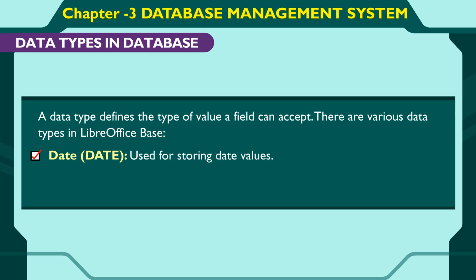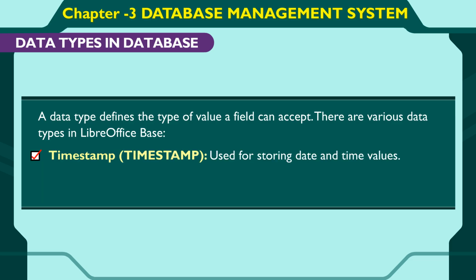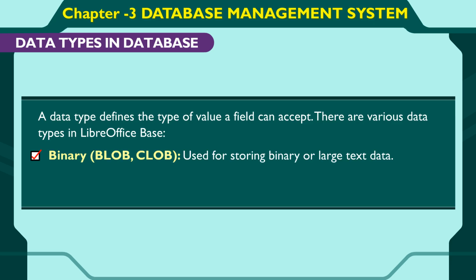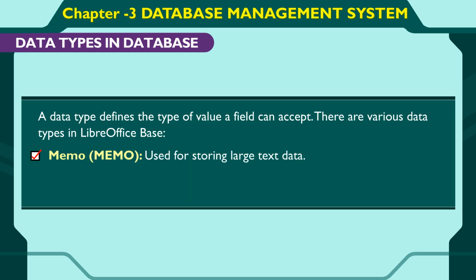Date, used for storing date values. Time, used for storing time values. Timestamp, used for storing date and time values. Boolean, used for storing true or false or yes or no values. Currency, used for storing currency values. Auto value, Integer auto value, an auto-incrementing field commonly used as a primary key. Binary, Blob, Clob, used for storing binary or large text data. Memo, used for storing large text data.